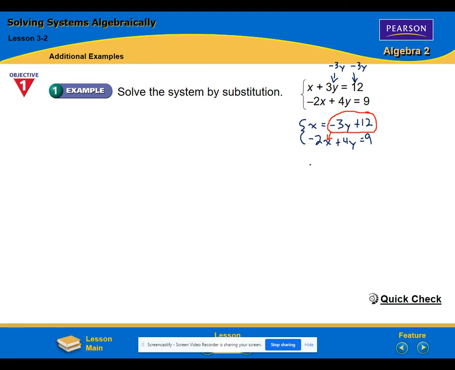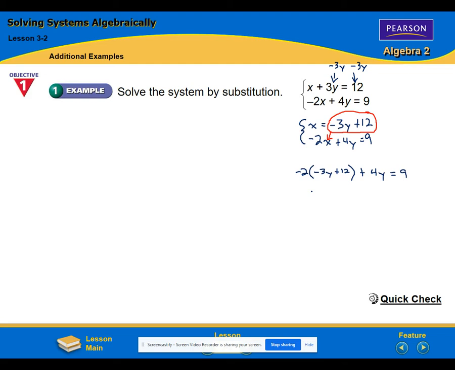Now, when that happens, you're going to have negative 2 multiplied by the quantity, so put it in parentheses, the quantity negative 3y plus 12, plus 4y equals 9. In effect, what you've done is you've eliminated the variable x, so now you have this equation that just has a y in it, which you can solve. Now, I use the word eliminated, and actually elimination is the other algebraic method for solving systems, so please don't confuse that. But in either case, what you've done is you've eliminated a variable.